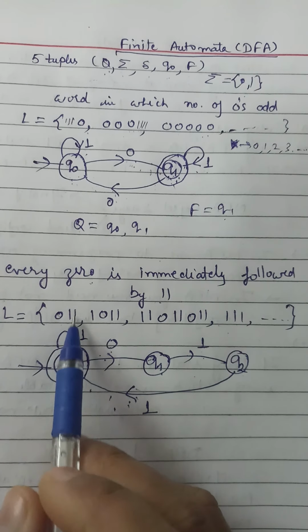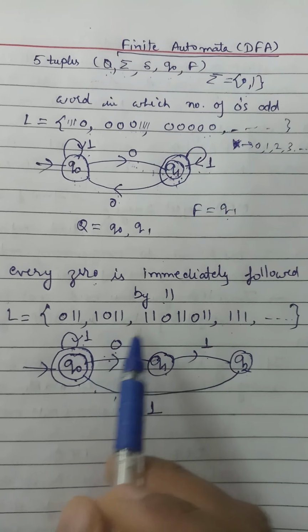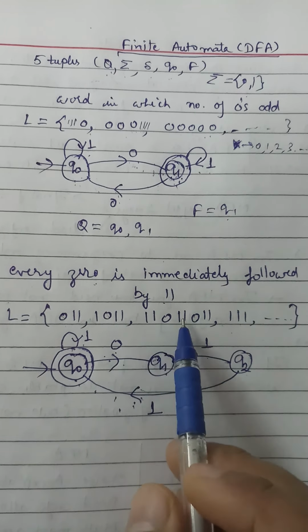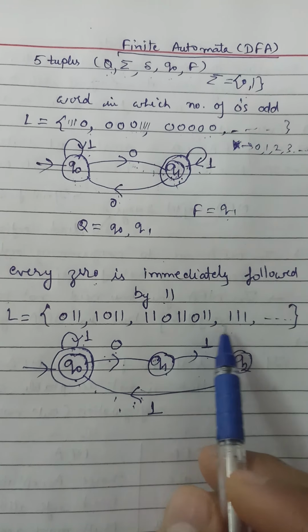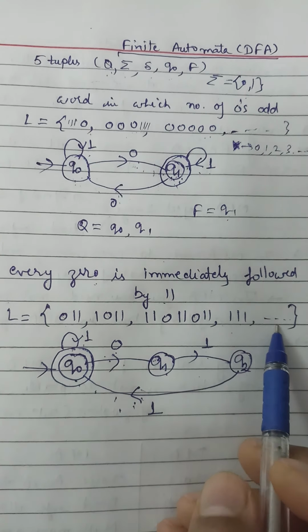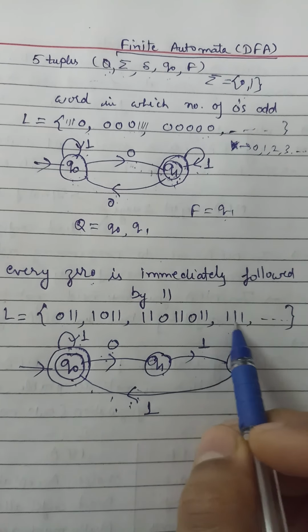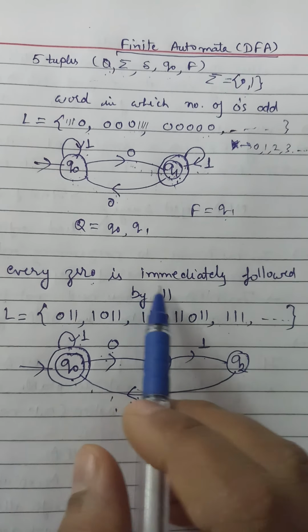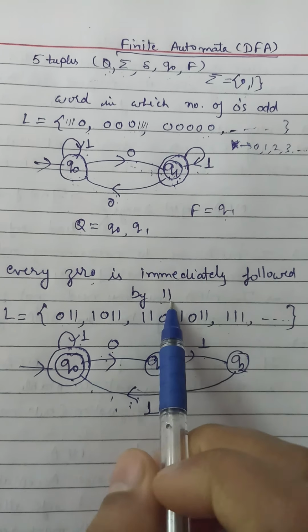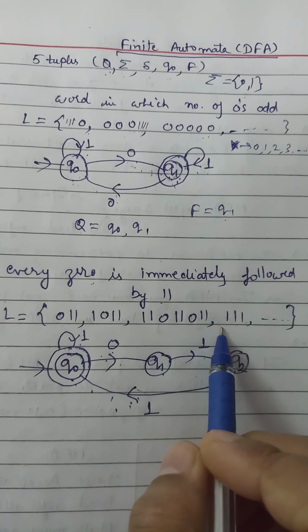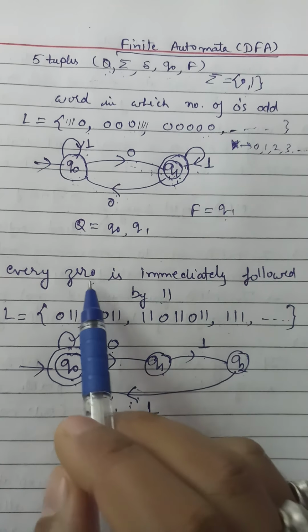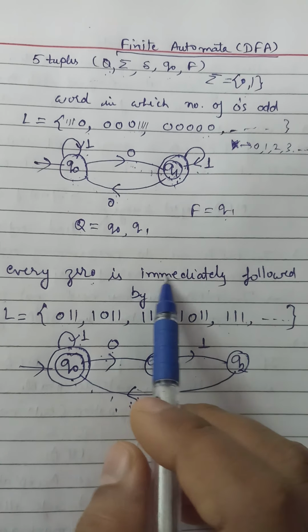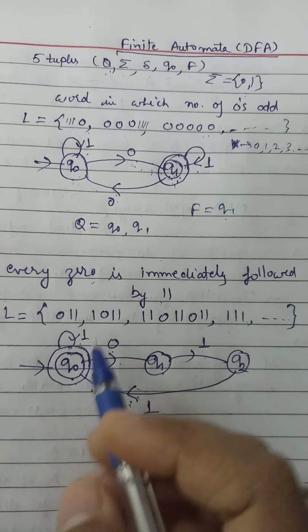The language can be 011, 1011, 01101, 011011, 111, and so on. Why can there be 111 here? Because we need to control only that every 0 is immediately followed by double 1. We do not need to control the 1s. We need to control that after every 0 there should be double 1. So how can we draw it?